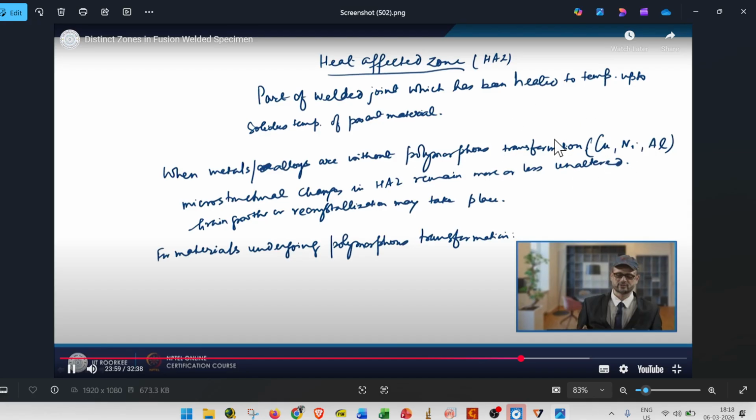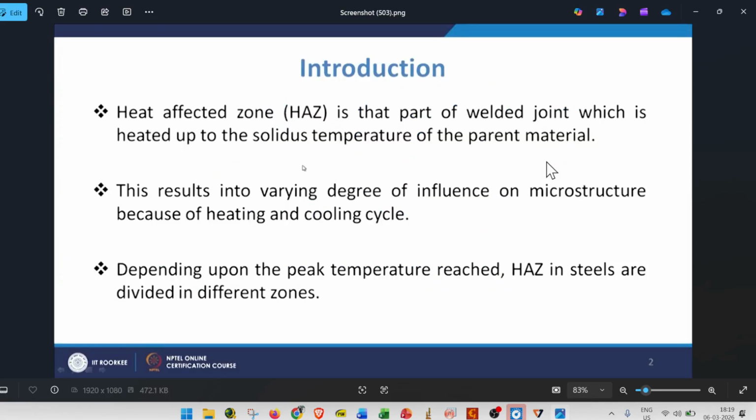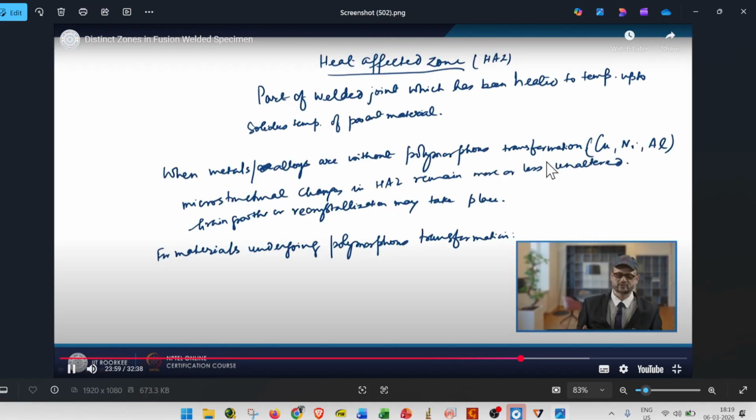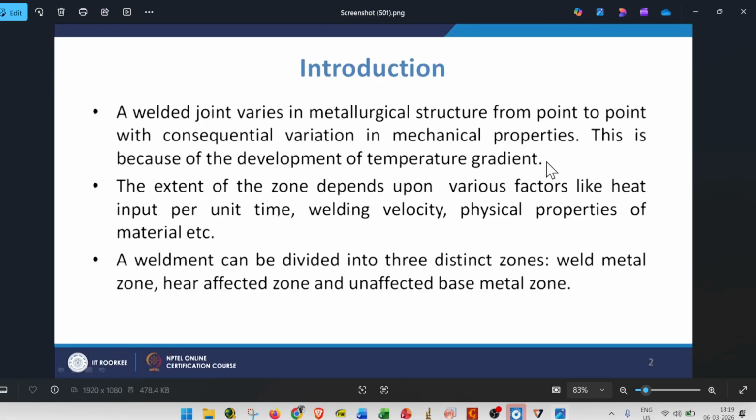But in the case of alloys which do not show polymorphic transformation, that means whatever phase is present at room temperature, the same phase will continue even until the melting point temperature. For that kind of materials we do not see any microstructural or phase changes, but we can see coarsening of the grains and relieving of the stresses. We can see some of the problems based on this, so we can discuss further into these aspects.